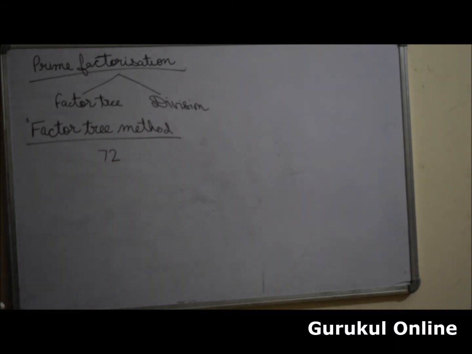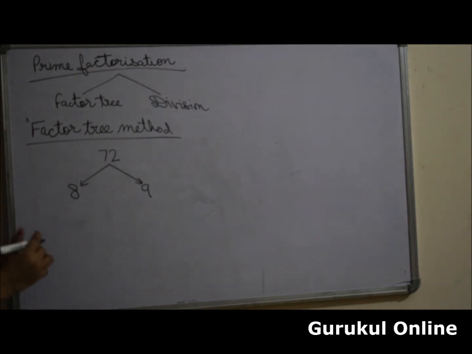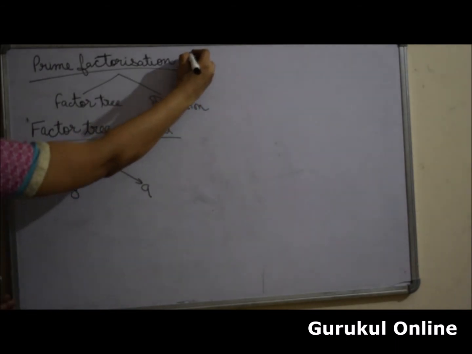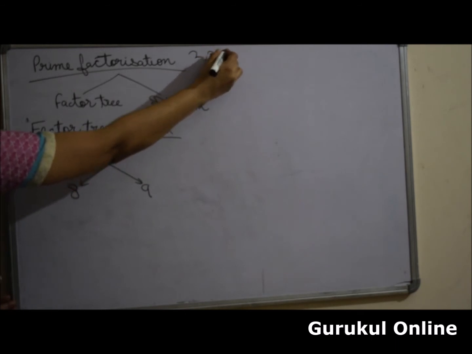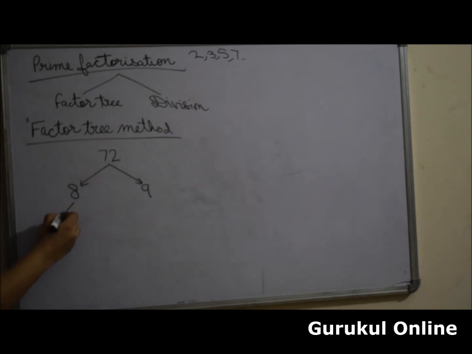So for example, we have to find out the prime factors of 72. First of all, think of any two numbers, the product of which is 72. So we all know 8 nines are 72. So you have already broken 72 into two parts. So 8 into 9 is 72. Now break all these factors further until you get prime factors. So we know prime factors are 2, 3, 5, 7 and so on. So let's break it to get these prime factors.